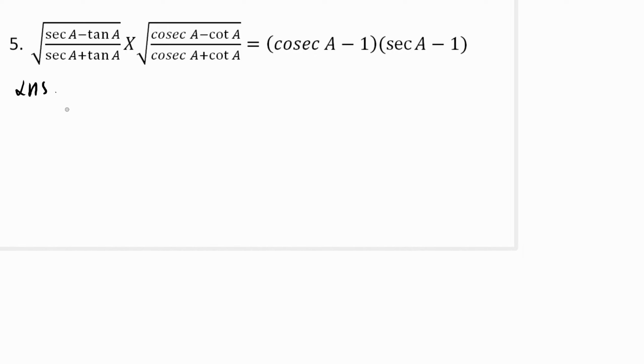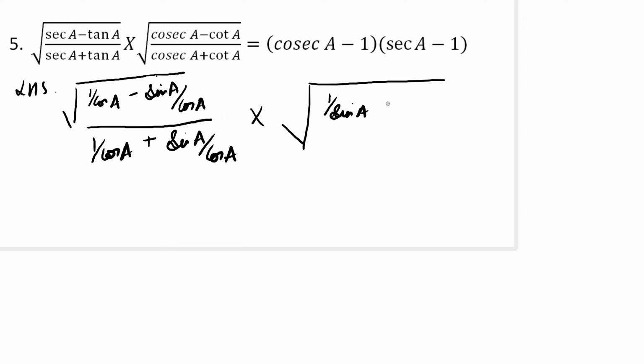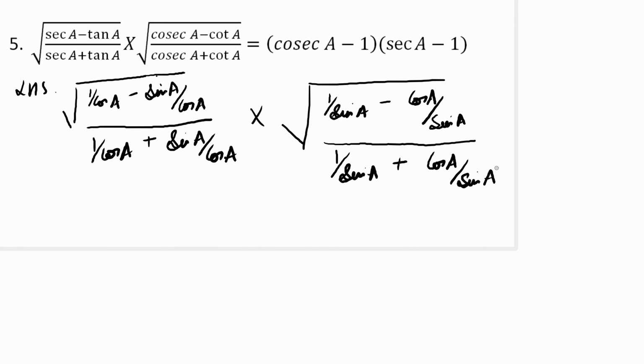Now see, we can write sec A as 1 upon cos A. Tan I can write as sin A upon cos A. Sec I can again write as 1 upon cos A. Tan I can write as sin A upon cos A. Cosec I can write 1 upon sin A. Cot I can write as cos A upon sin A. Cosec I can write 1 upon sin A, cot I can write cos A upon sin A.